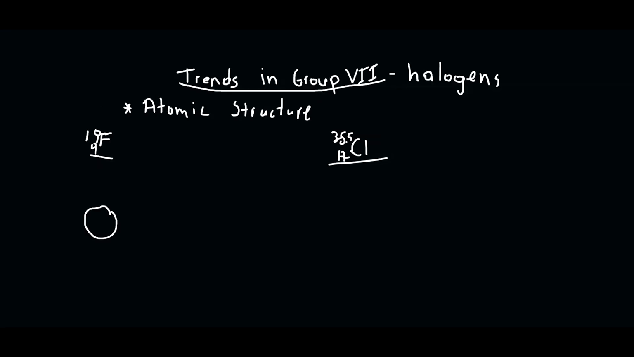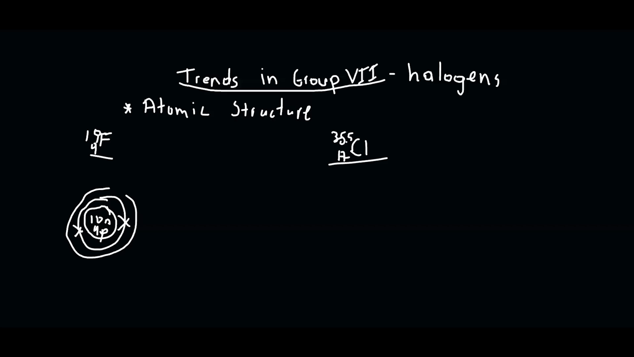So what's the number of neutrons again? For fluorine, it's 10. Yes, it's 10, and then we quickly draw in the structure.